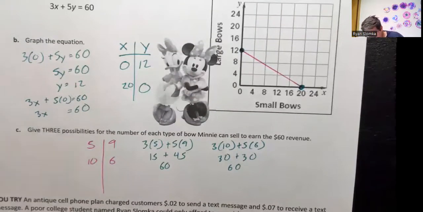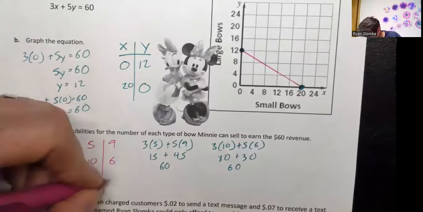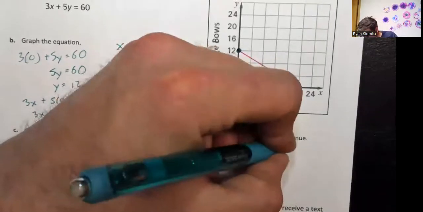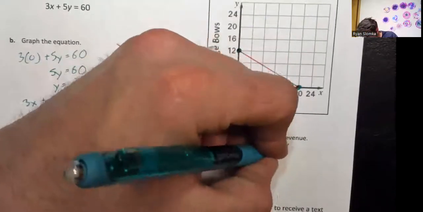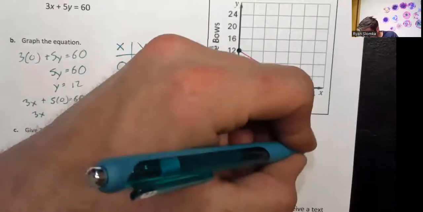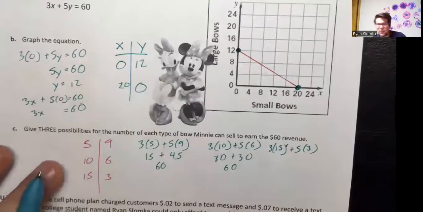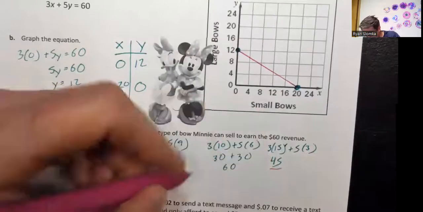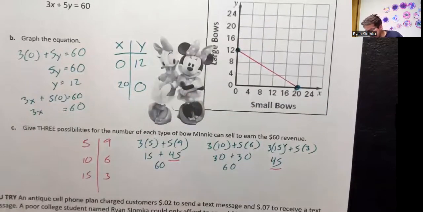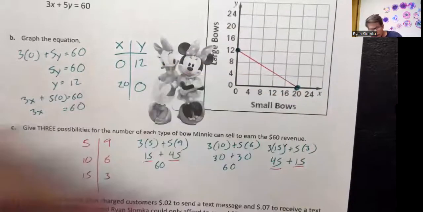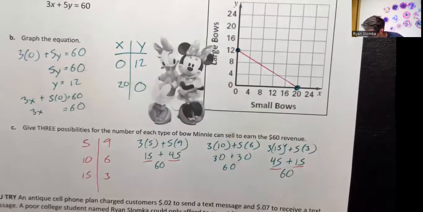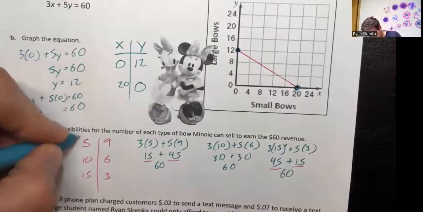Then another final one that I could add to this list is 15 small bows and 3 large bows. If we do 15 and 3, 15 is going to get multiplied by 3, and then 5 times 3. 15 times 3 is $45. And not surprising, you can see that the 45 shows up here, and it also showed up here. And then 5 times 3 is 15. And once again, the 15's back again. And that's still going to give you $60 in total. So those are 3 good combinations right there.